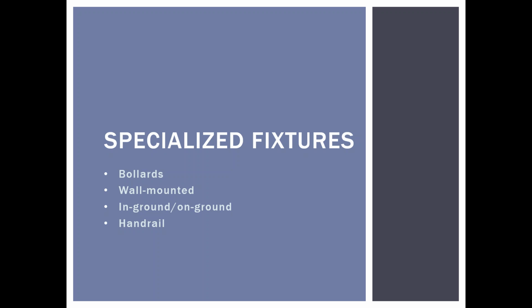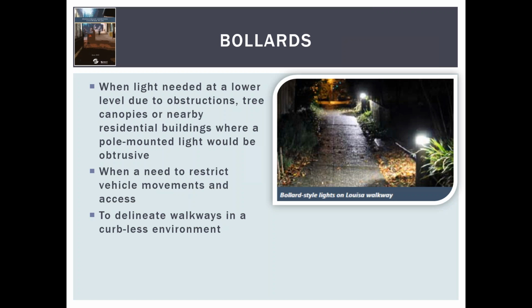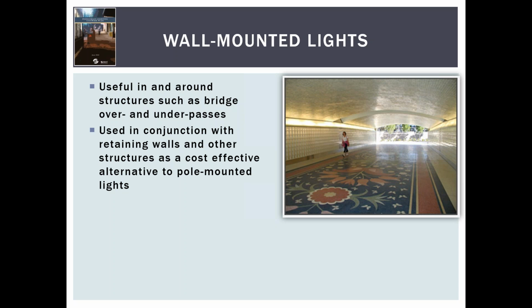Some of the fixtures that we're going to talk about is a bollard system. Bollard systems are used when light is needed at a lower level due to obstructions, tree canopies, or nearby residential buildings, where pole-mounted light would be obtrusive, and when there's a need to restrict vehicle movements and access, so the areas where vehicles don't go into. It helps to delineate walkways and roadways.